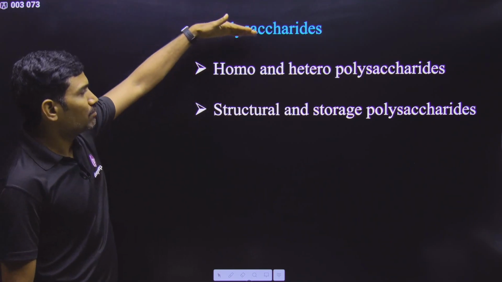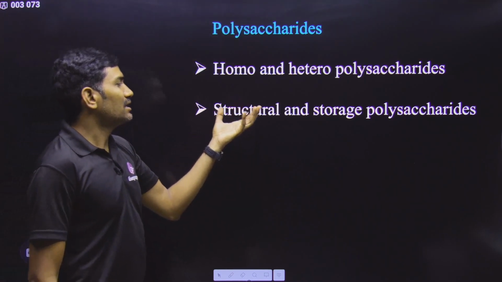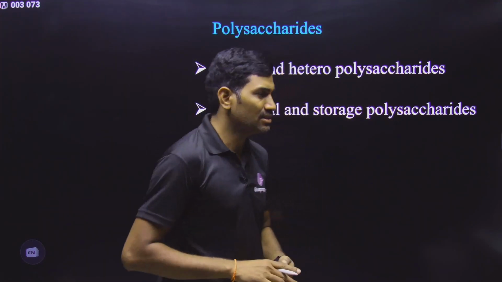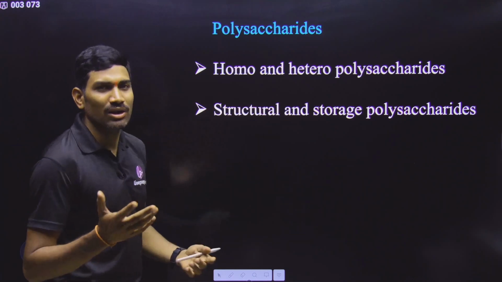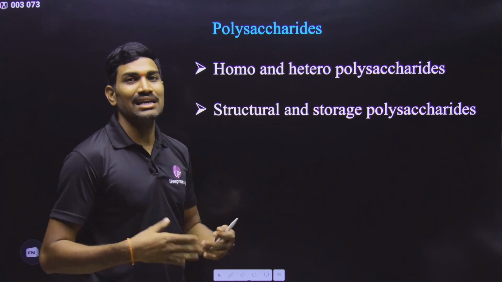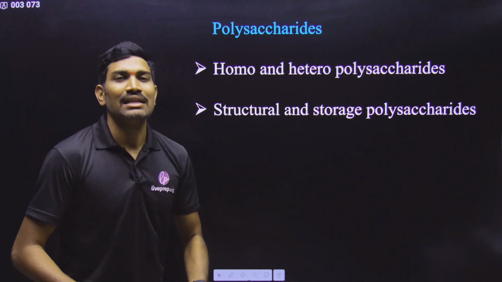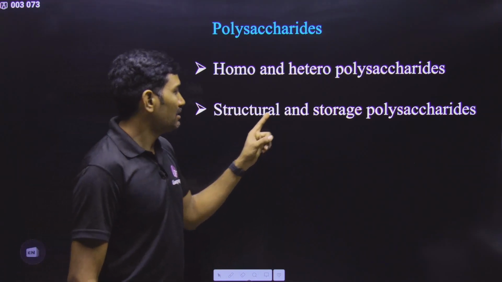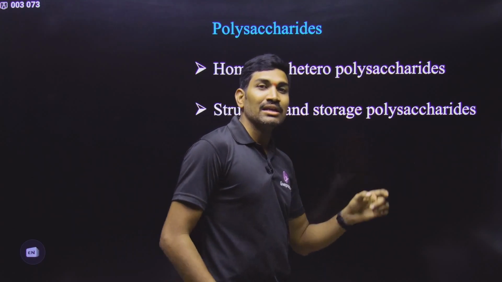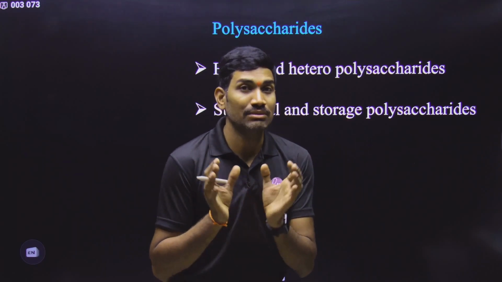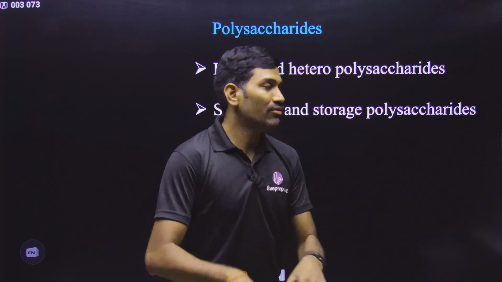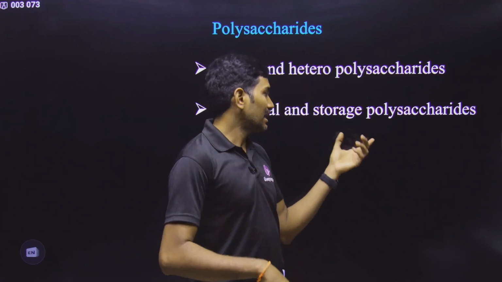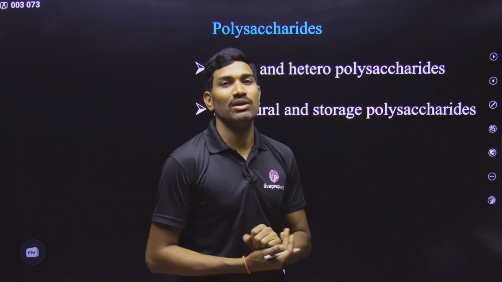Next classification we are studying. Polysaccharides are again classified into structural polysaccharides and storage polysaccharides. What is the significance of these words? You can understand this. Structural polysaccharides are polysaccharides that are involved in the formation of some structures. That is their function. Then what is the meaning of storage? Some sugars are stored in the form of polysaccharides. That's why they are called storage polysaccharides.